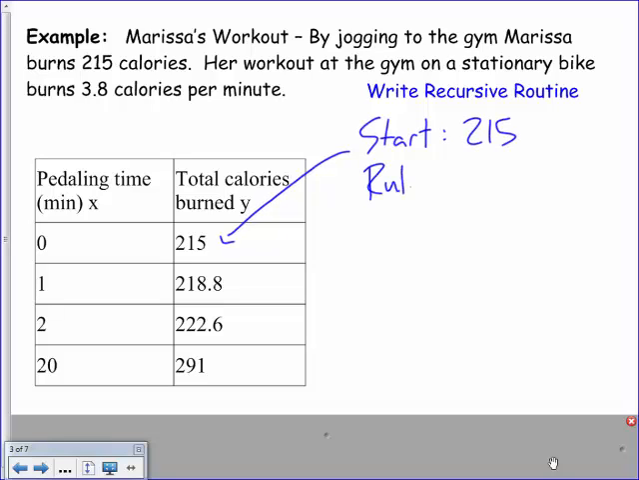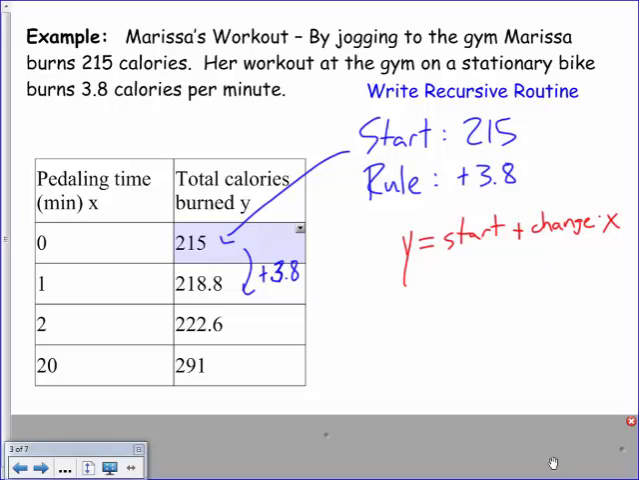And our rule is what? It's going up, what, 3.8 each time? Oops. It told us that. So our rule is plus 3.8. Well, can I write any equation for that? Yeah. So we can go y equals, remember, start plus change x. Change times x. Well, our start is 215, and our change is 3.8, so 3.8 times x. So there's our equation. And if you haven't flip-flopped, that's totally fine. y equals 3.8x plus 215.